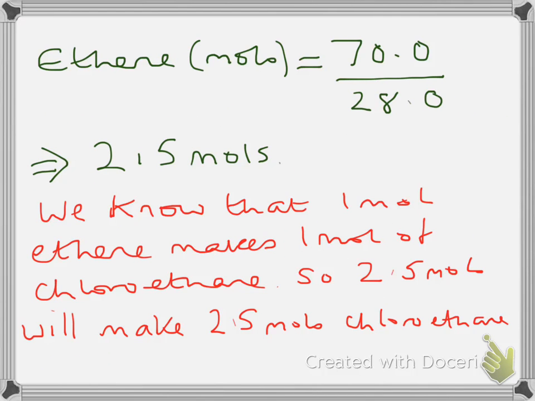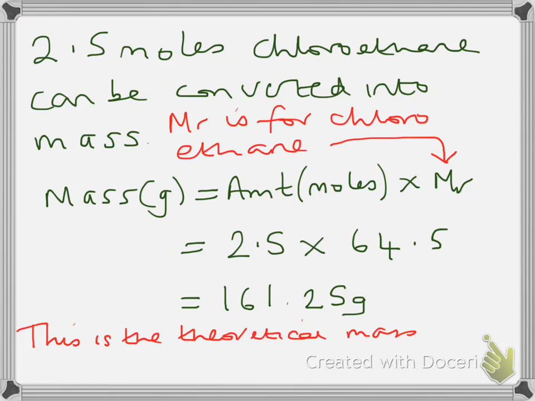So in this particular question, we can work out the amount of moles of ethene, which is the mass of ethene in the question, which was 70.0 grams, divided by the Mr for ethene, which is 28.0. This gives us an amount in moles of ethene of 2.5 moles. We know from the equation that 1 mole of ethene would make 1 mole of chloroethane, so therefore 2.5 moles of ethene to start off with will make 2.5 moles of chloroethane.